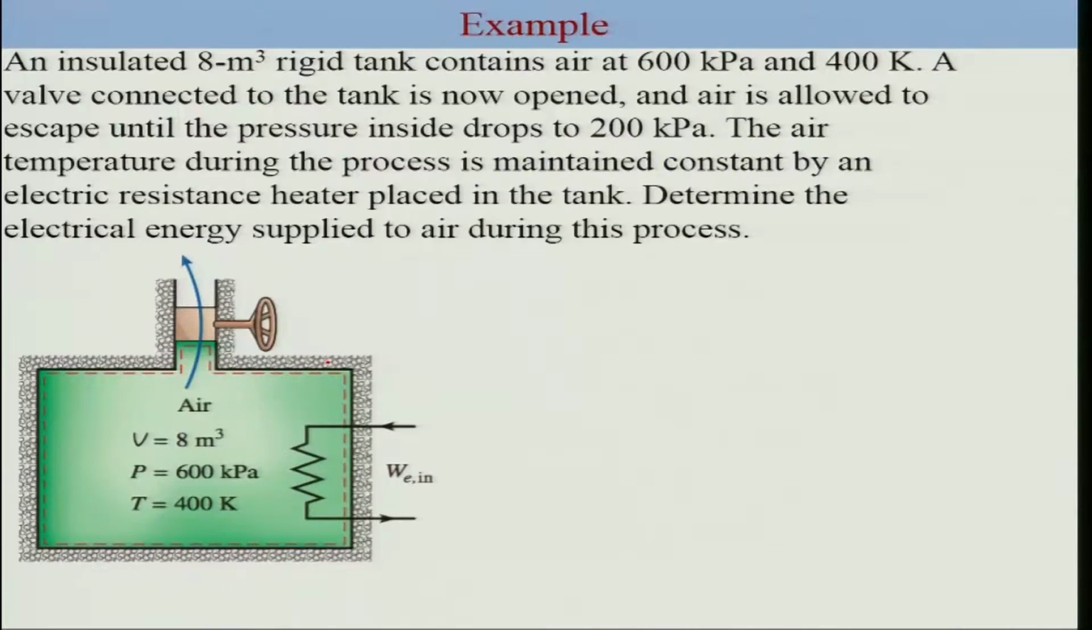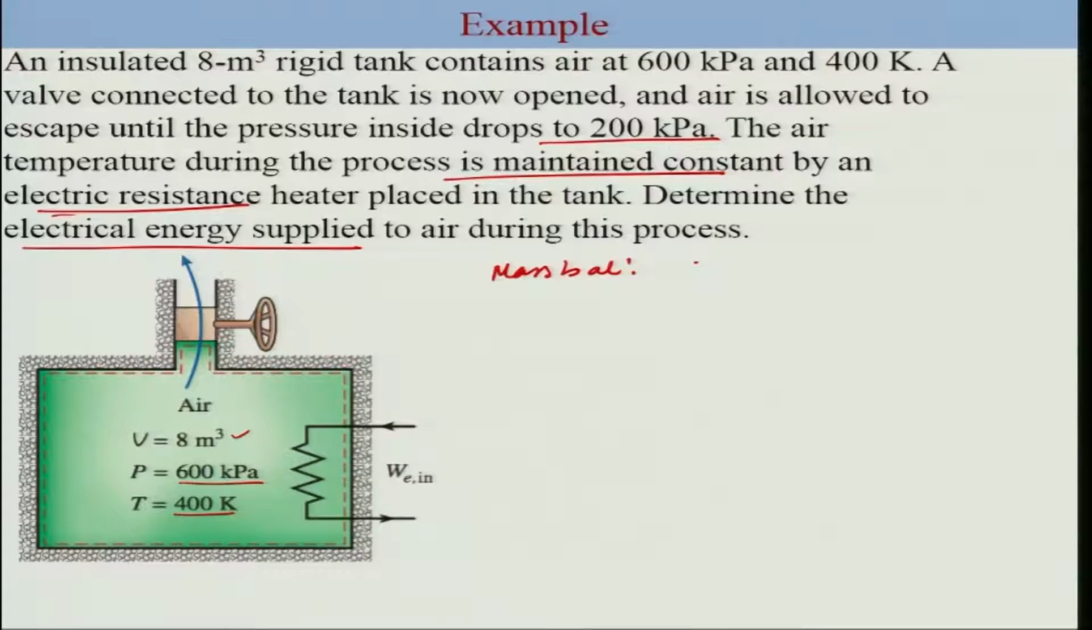We'll end this particular lecture with an example. This is an example of an insulated 8 cubic meter volume, which contains air at 600 kilopascal and a temperature of 400 Kelvin. When you open the valve there is a discharge and the pressure starts dropping, down to 200 kilopascal. The temperature of this air is maintained constant by an electrical resistor, and what we have to determine is the electrical energy supplied to the air during this process. So let's start with a simple mass balance here.